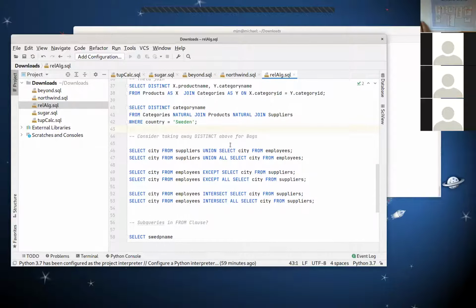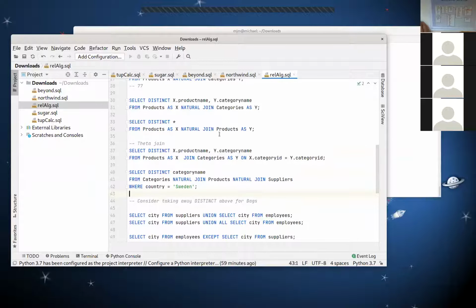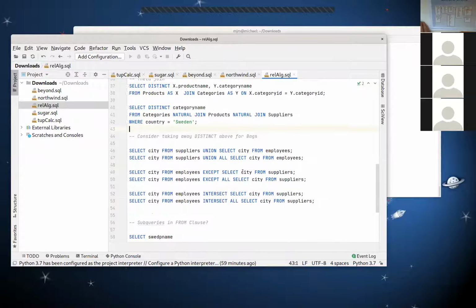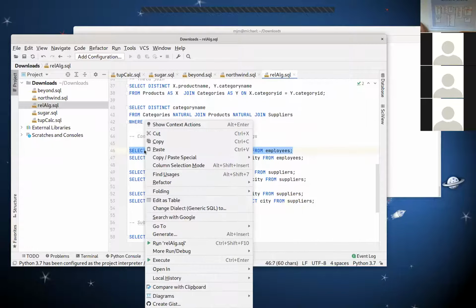So now let's look at the set operations. We've done Cartesian product, we've done select, project, and now what we want to do is get the set operators in there to complete the relational algebra. So if we look at cities, we get the city from suppliers. That's a table, selecting cities from supplier, and the type is string, varchar. And we want to union that with the cities for the employees. So this is going to be the cities of the employees union the cities of the suppliers.